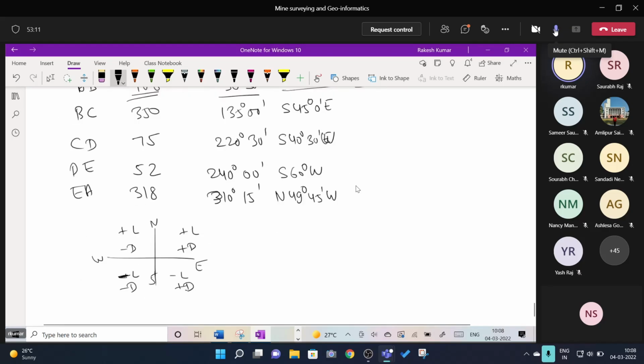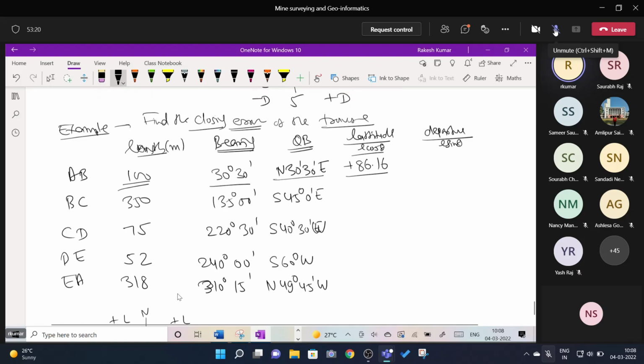Next, give me the latitude. It is southeast. Your latitude will be negative, departure will be positive. So first I have to make the latitude negative and departure positive. Give me the value. Minus 50.71. Give me the value for latitude of this BC. Be quick.